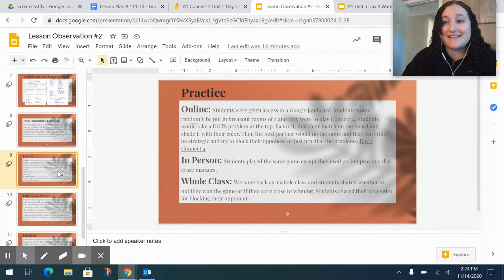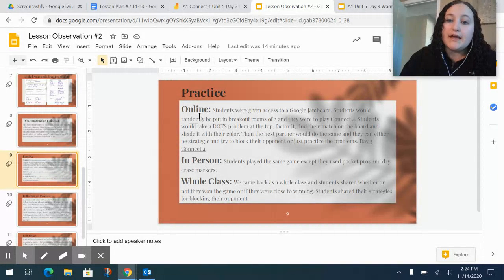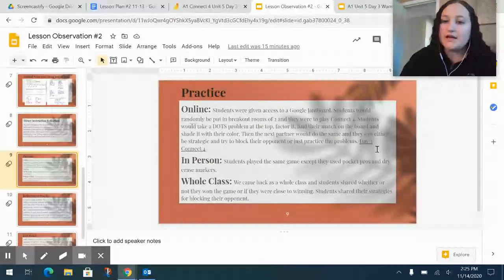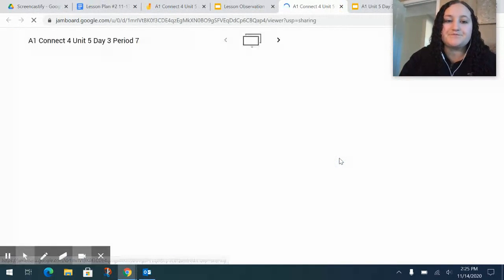Next, we did a practice activity. And for my students online, they were given a Google Jamboard. The students would be randomly put into a breakout room of 2, and they were to play Connect 4. So the students would take a dots problem at the top, factor it, find their match on the board, and then shade it in with their color. And then partner 2 would do the same. So let me show you what this looks like.